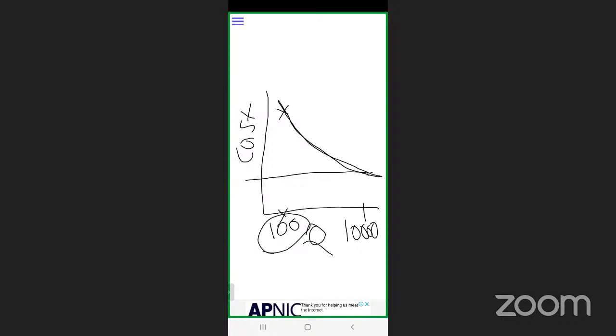But my storage costs are very low when I am storing only 100 units. So it will be something like this. My storage cost increases as the number of units in my godown increases. When the number of units is less, the amount I'm spending on storage is less. So this is the graph for storage, and this is the graph for ordering cost. But I'm not bothered about ordering cost or storage cost alone. I'm bothered about the total cost in general.